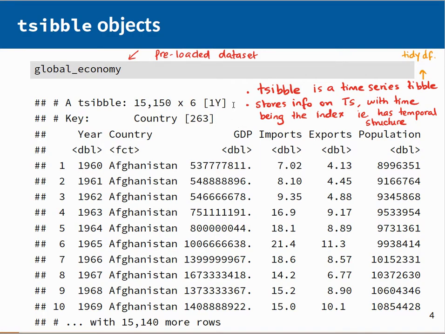So in other words, here we are looking at year-on-year observations, or annual observations, and this shows you that if you look at the year column, you have 1960, 1961, 1962. So this column becomes very important for the TS symbol, and that's how it's identified. So it has a temporal structure.